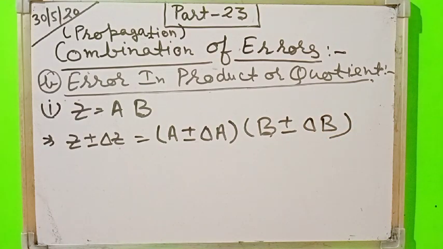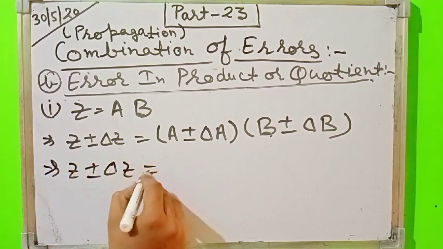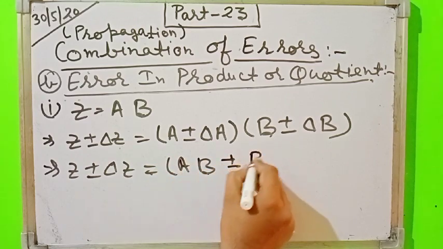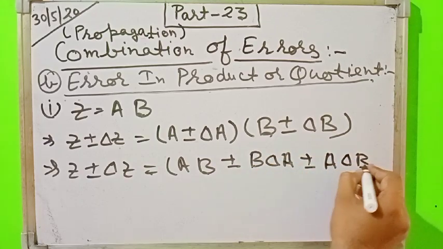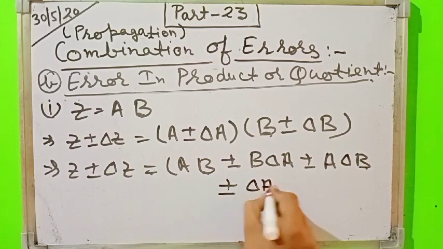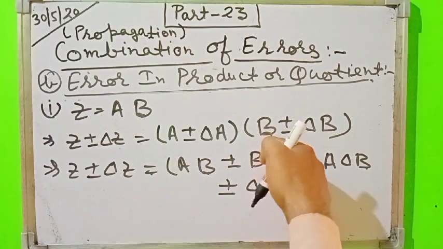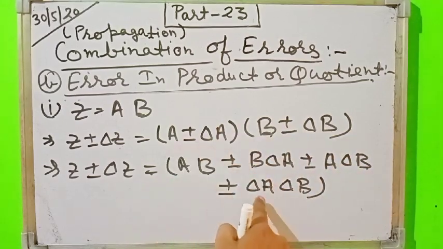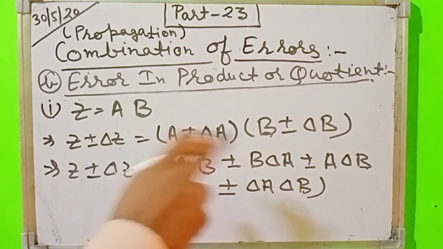A plus minus delta A into B plus minus delta B, or Z plus minus delta Z is equal to, we can write it as AB plus minus B delta A plus minus A delta B plus minus delta A into delta B. Look here, A into B, AB, then B into delta A, then delta B into A, then delta A into delta B. We had applied the associative property here, and by the associative property we had done the product of these two errors.